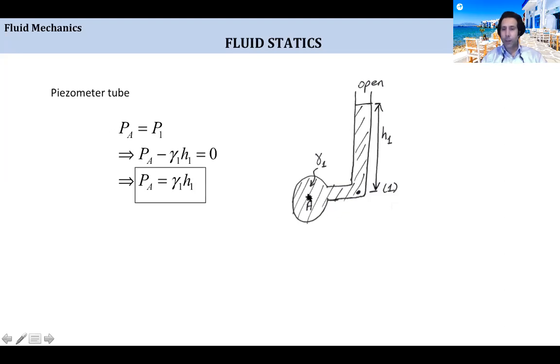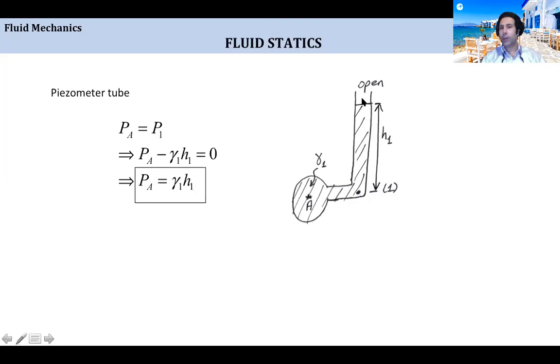So we start from here, point A, we move horizontally, no pressure change, PA equals P1. Then we move up. Remember, the rule of thumb is when we move up, we subtract pressure. So PA minus the pressure change, which is gamma 1 H1. This is from the hydrostatic pressure equation. When we move up, pressure decreases by the amount of specific weight times the vertical elevation. And when we move down, pressure increases by the amount of specific weight times vertical elevation. So here we have PA minus gamma 1 H1, where gamma 1 is the specific weight of this fluid, and H1 is the reading here. And it should be equal to the pressure here.